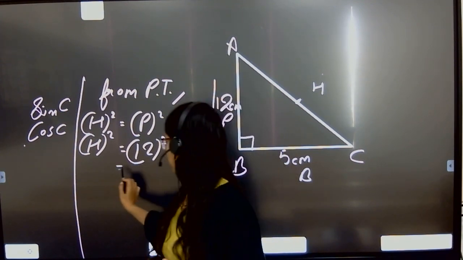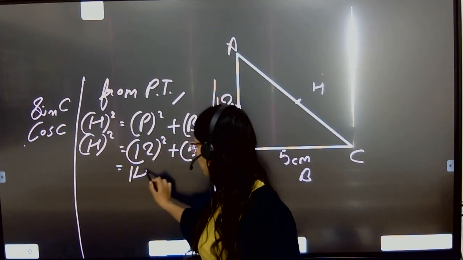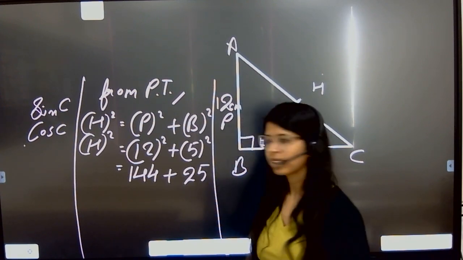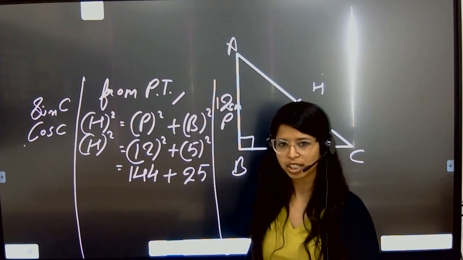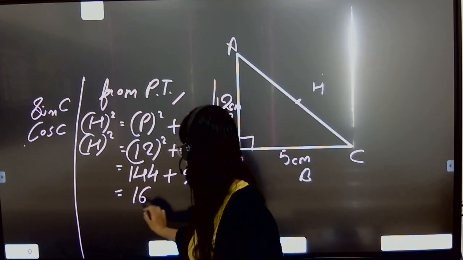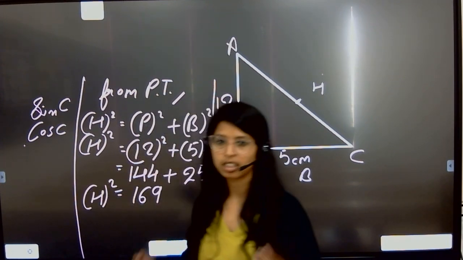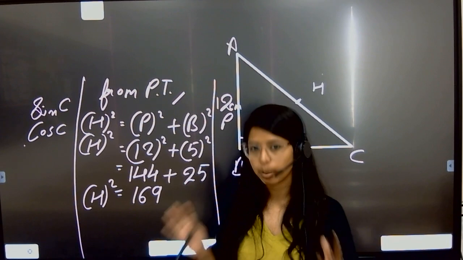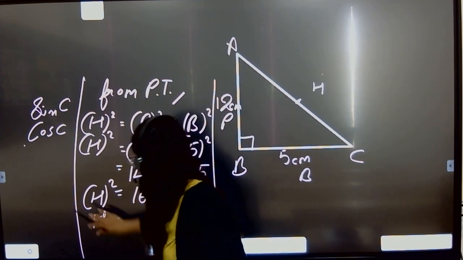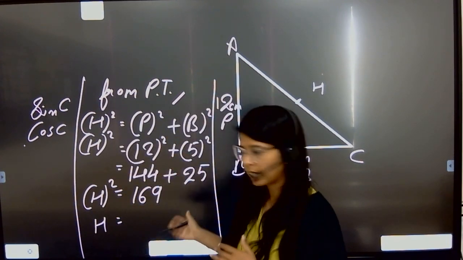Now if you do the square of this 12, we will get 144, and the square of this 5 is 25. I'm assuming you know these basic things. So after adding this, what I'll get? 169. But this value is for the hypotenuse square. If you want to calculate only the hypotenuse part, what I will do? I'll send this square part to the other side, the right hand side.